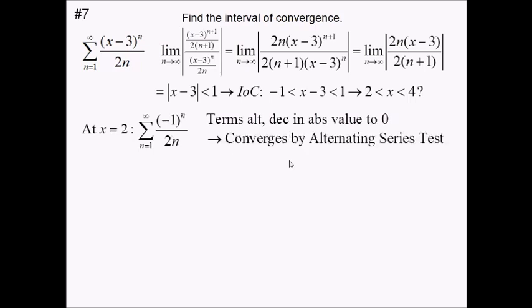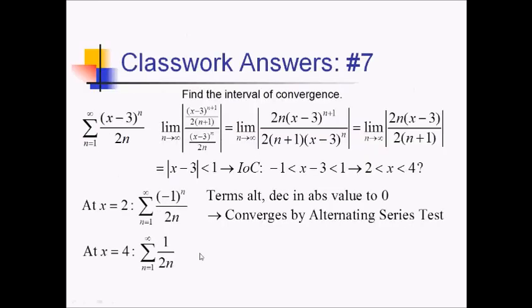Now let's test the other endpoint, 4. At x equals 4, what does our series look like? So 4 minus 3 is 1. 1 to the n is just 1. So this is all 1 over 2n. So we've got 1 over 2n for that series. Now, one way you could deal with this would be to compare this to 1 over n, the harmonic series, and probably have to use the limit comparison test on this one.